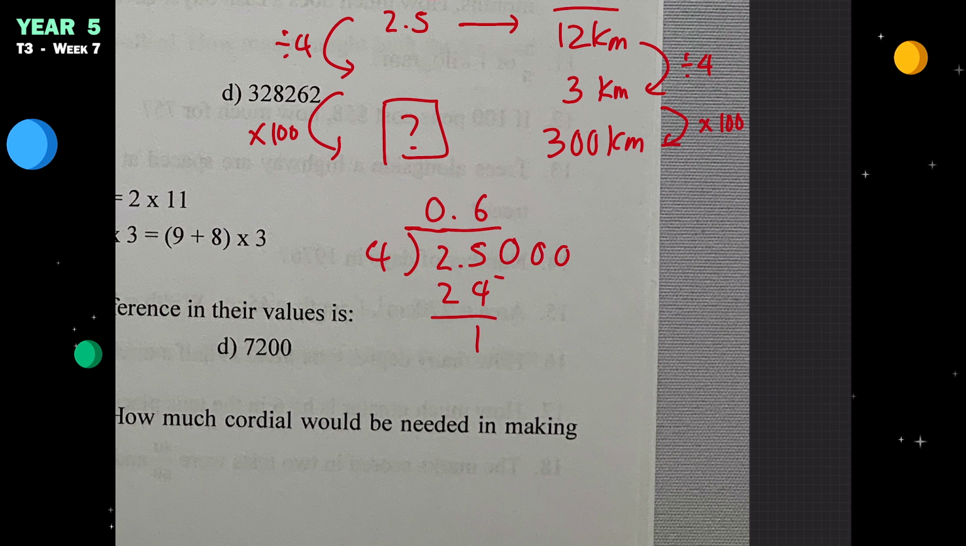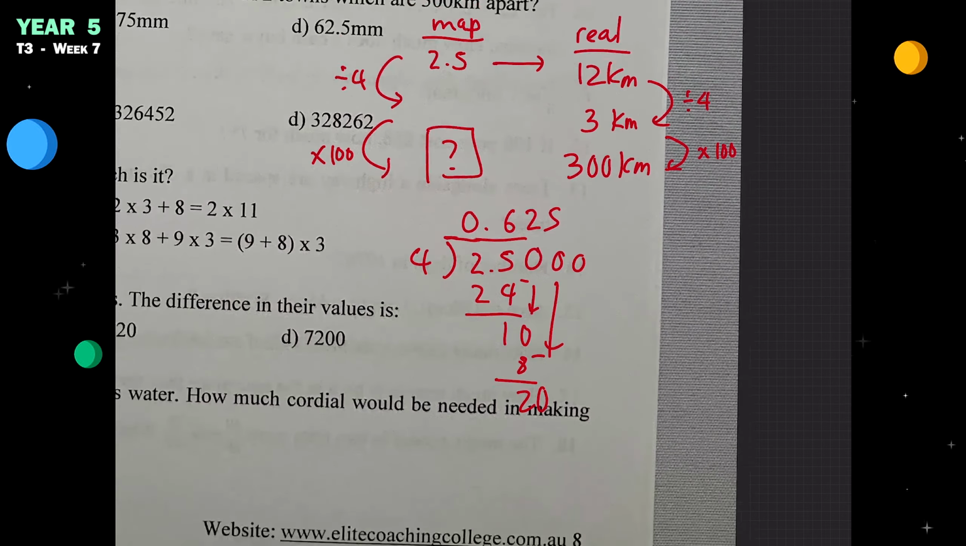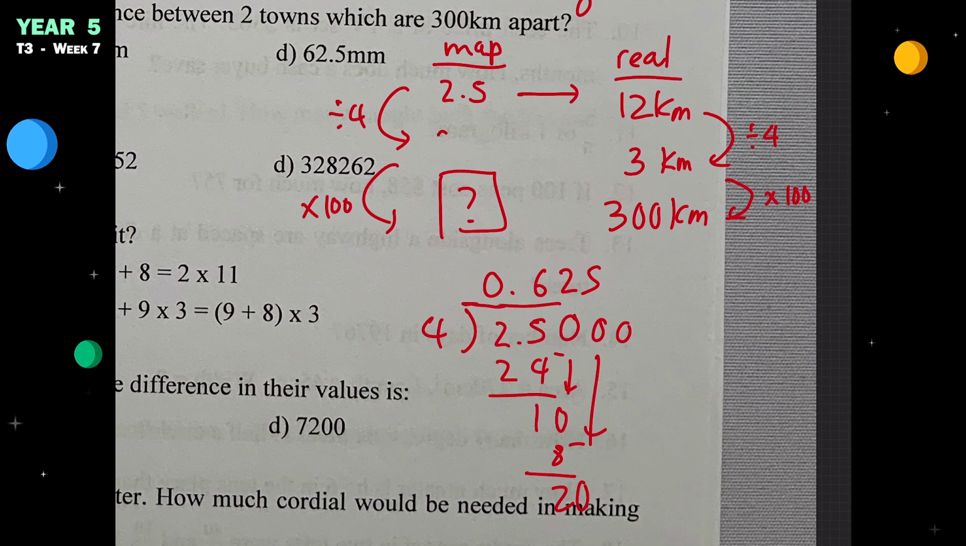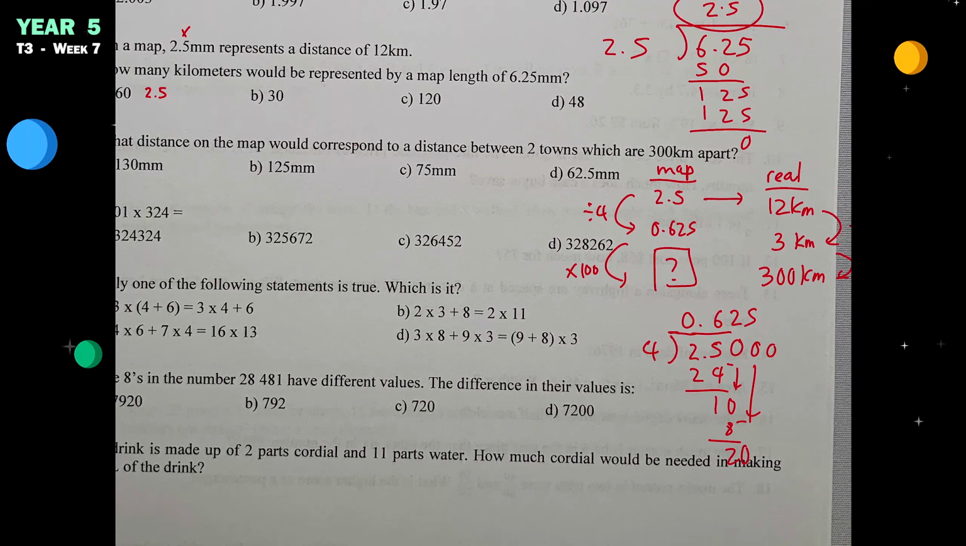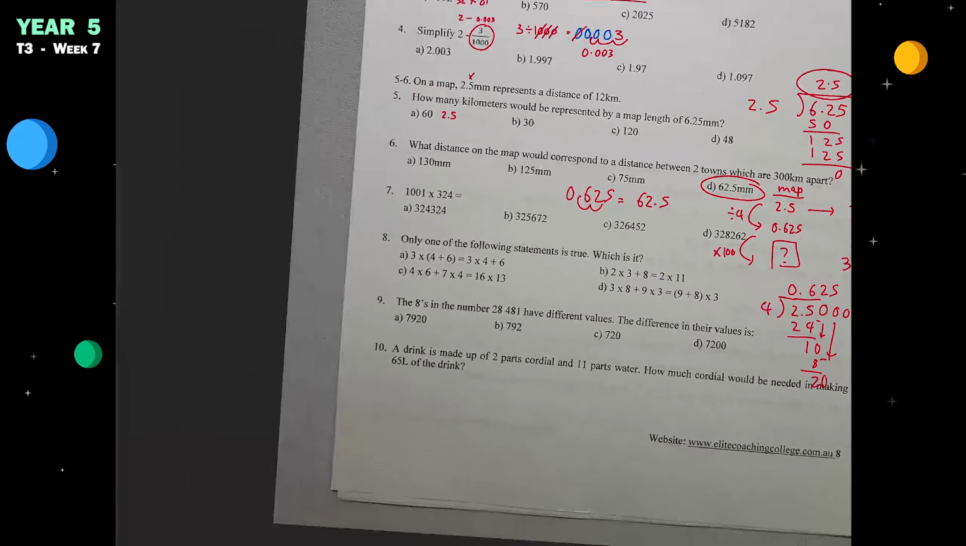There's more zeros here, bring the 0 down. 10 divided by 4 would be 2. 4 times 2 is equal to 8. Take away, you get a 2, bring a 0 down. 20 divided by 4 is 5. So when divided by 4, you will get 0.625. Now you times it by 100, the decimal place jumps 2 spaces to the right, gives you 62.5. So therefore, it will be 62.5 millimeters, and that's the answer there.